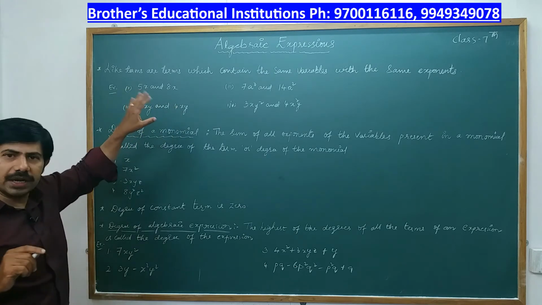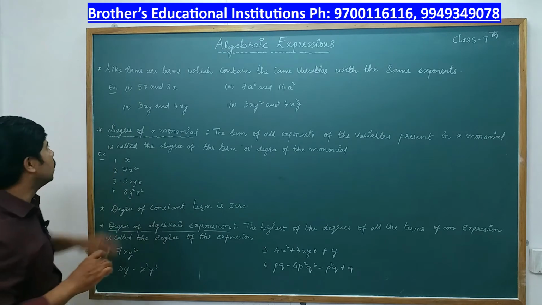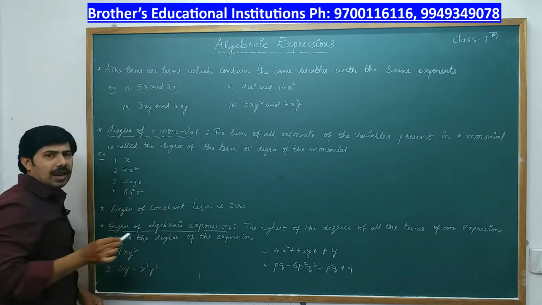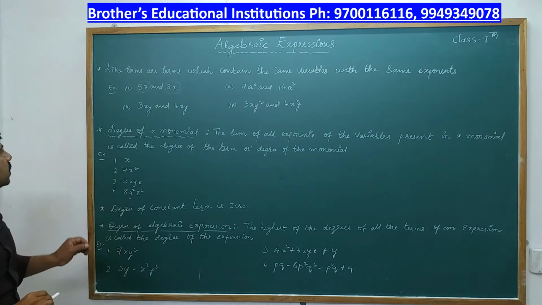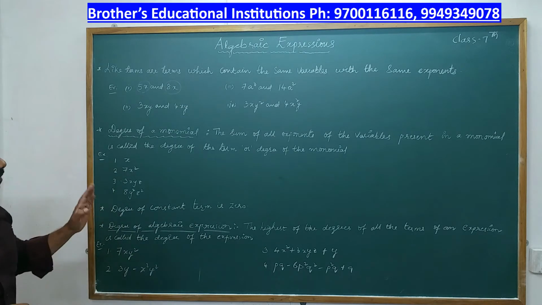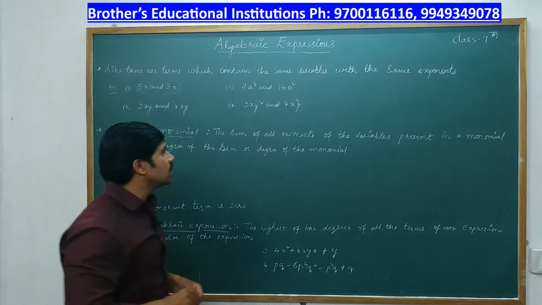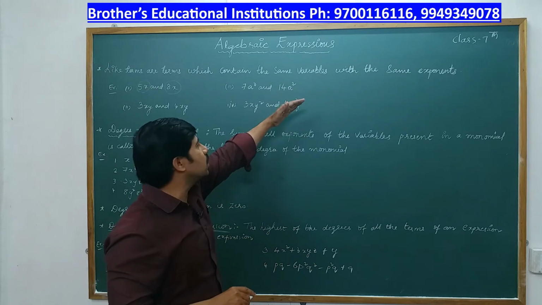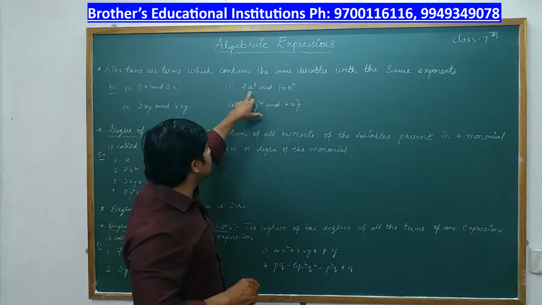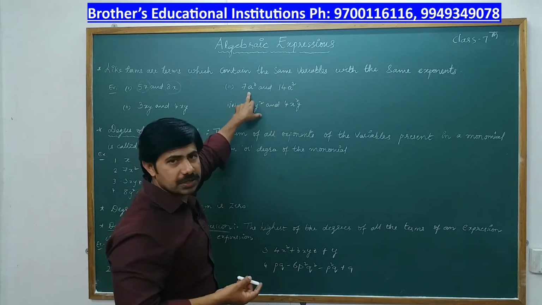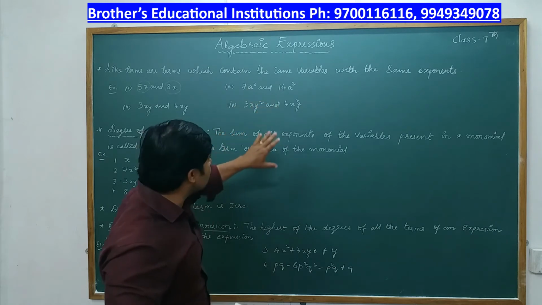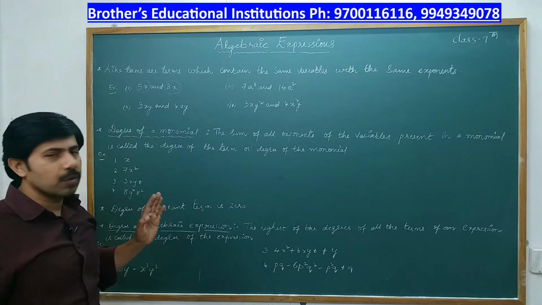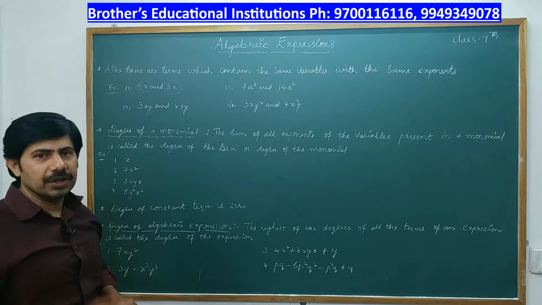They might differ only by the coefficients. No problem. So here 5x and 8x are called like terms. Now when we go to the next one, in the second case, we have the same variable a. The exponent is 2 in the second term, and in the first term also it is a square. So both the exponents are the same and both the variables are also the same. Therefore we say 7a square and 14a square are like terms.